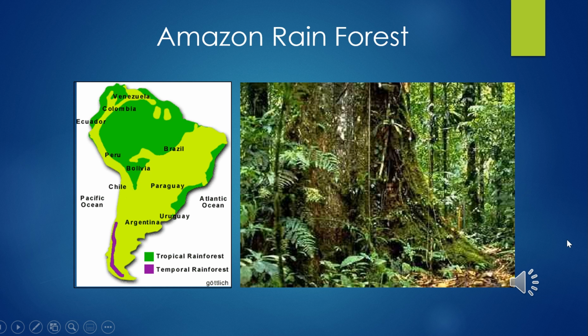In this picture, you can see the Amazon rainforest, and two demarcations are given: tropical rainforest and temperate rainforest. First of all, I will specify what we mean by tropical rainforest. Tropical is where the annual mean temperature is about 24 degrees Celsius, and temperate is where the temperature is about 7 to 17 degrees Celsius.